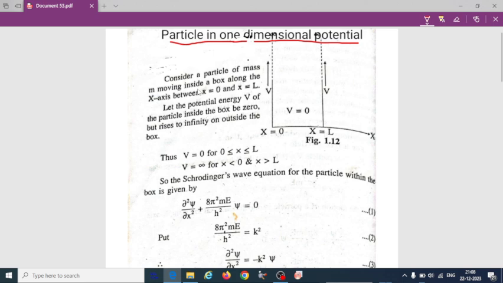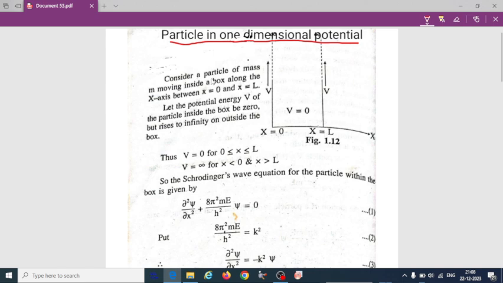Let us start here. So the particle in one dimensional potential well. This is one of the applications of Schrodinger wave equation, as we have particle moving freely in space, and particle in one dimensional potential well and three dimensional potential well. So first we try to understand particle in one dimensional potential well. One dimension means along x-axis, or any of the coordinates you have to take.